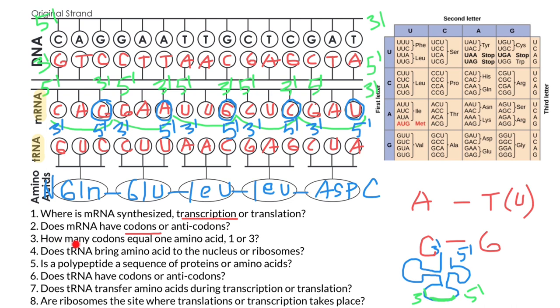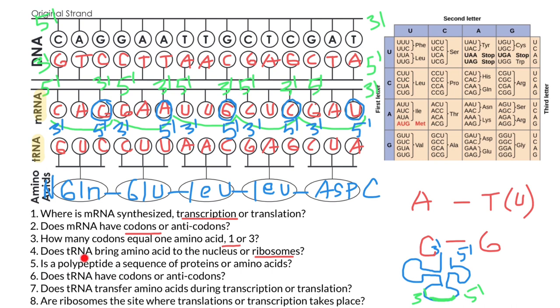Now let's check question number three. How many codons equal one amino acid, one or three? One codon specifies one amino acid, but one codon consists of three nucleotides. We also call a codon a three-nucleotide. So the correct answer, as you see, is going to be one. One codon specifies one amino acid. And question number four: does tRNA bring amino acids to the nucleus or to ribosomes? tRNA brings amino acids to ribosomes.